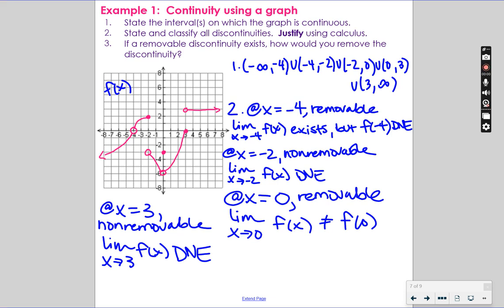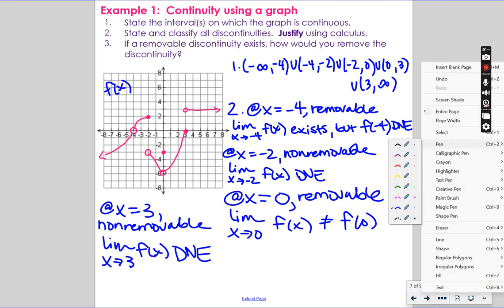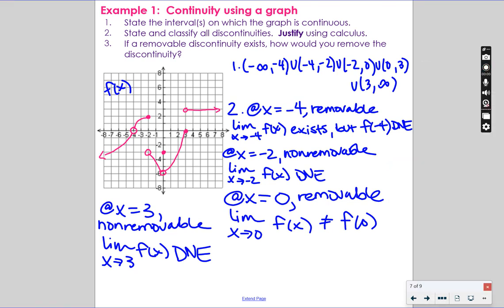All right, so we did 1 and 2. Now question number 3. If a removable discontinuity exists, how would you remove the discontinuity? We'll use a different color so it stands out. We'll do red. Okay, so we had 2 removables, right? One at -4, one at 0. So we're going to say what point would make this continuous? At -4, what point is it? Yep, so I would just put f of -4 equals 0. That's what would make it continuous.